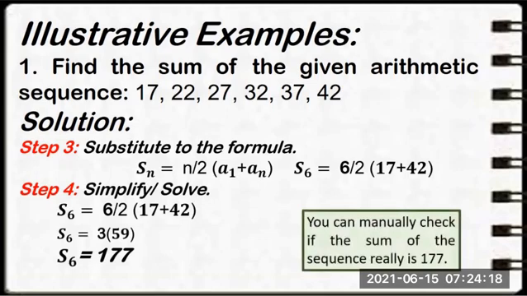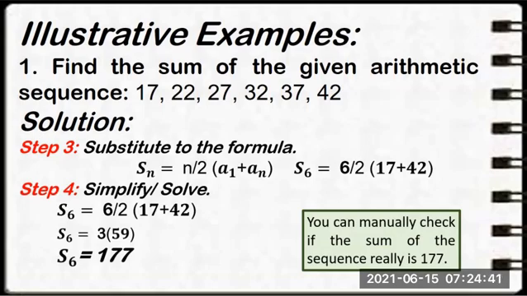So we can also manually check if the sum of the sequence really is 177 by adding the terms in the given sequence. So we have 17 plus 22 plus 27 plus 32 plus 37 plus 42. It will still give us 177. So pwede natin gamitin itong formula ito kapag sobrang dami ng given nating terms.